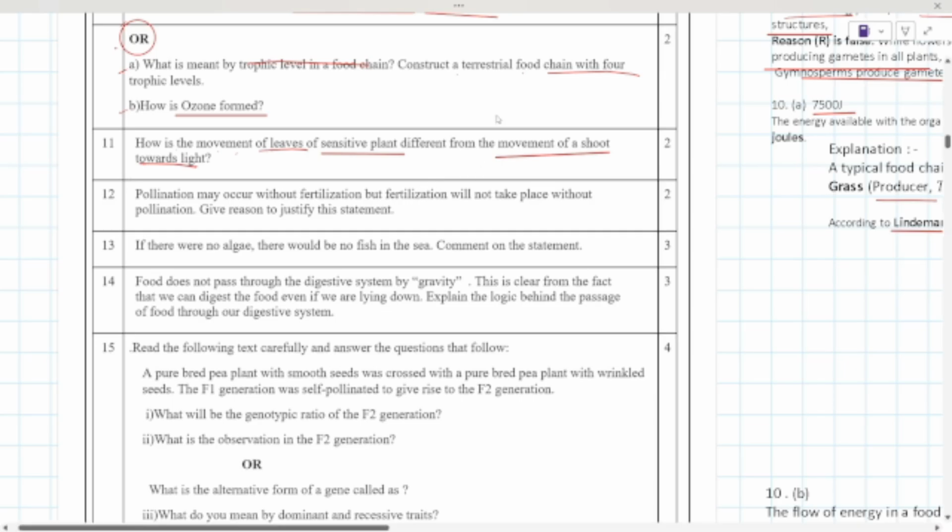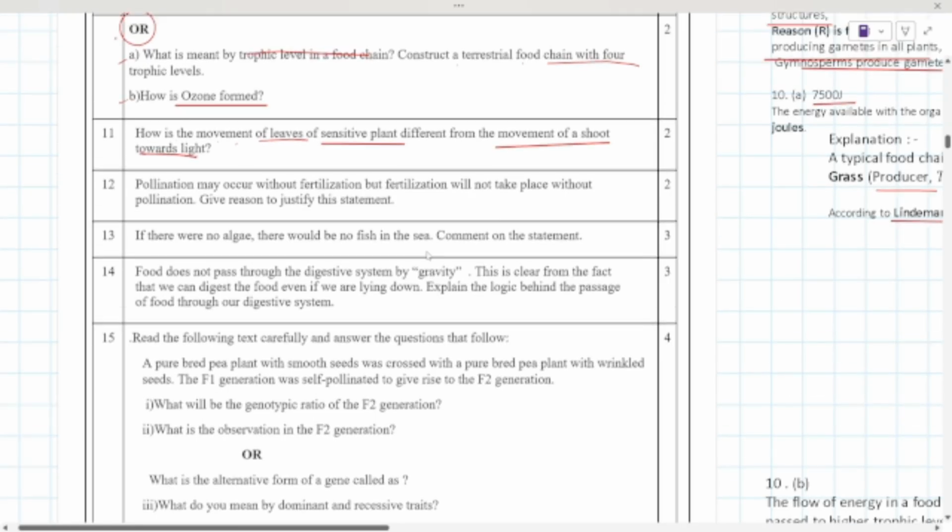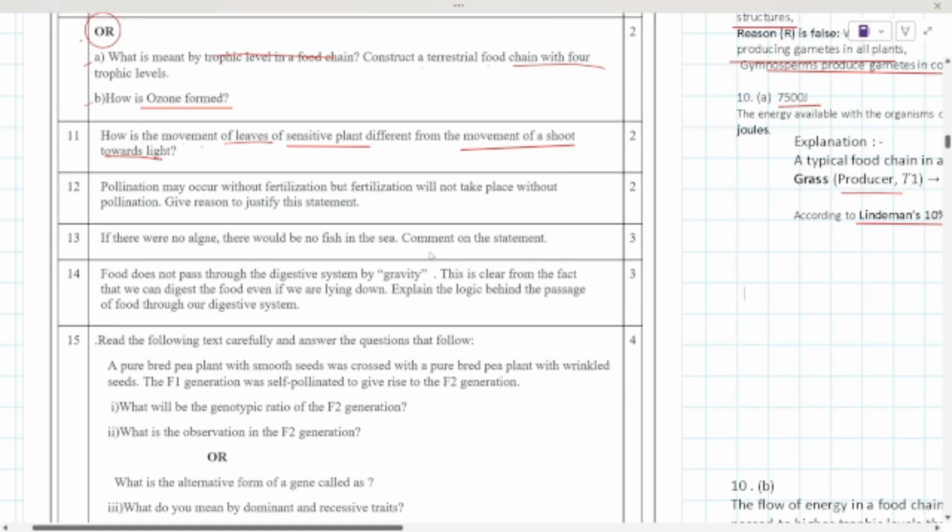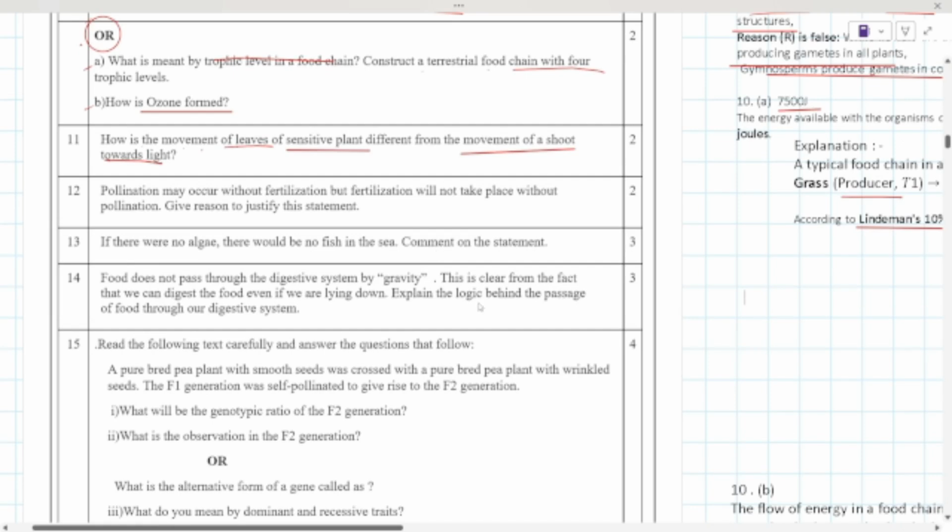Because of phototropism, where the plant hormone is released to follow the light, sunlight. Yes, you are going right. That's it. So let's see here the explanation.